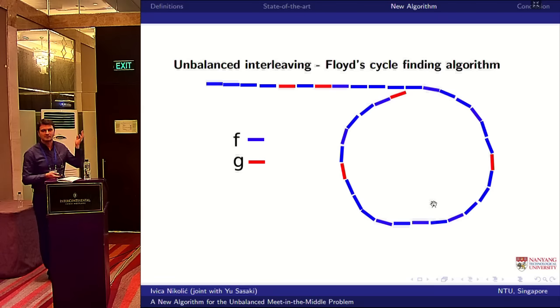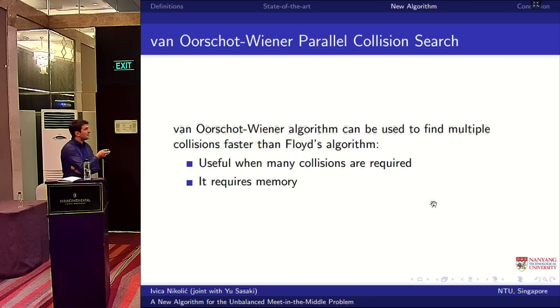And the second idea, and this is the more advanced idea, is instead of finding collisions with the Floyd cycle finding algorithm, we're going to use the van Oorschot-Wiener algorithm to find a collision. So this is a very famous and very frequently used algorithm whenever you want to find multiple collisions. If you're looking for a single one, you always run Floyd. If you want multiple, you always switch to van Oorschot-Wiener parallel collision search, or as I like to call it, multiple collision search. However, unlike Floyd's algorithm, this algorithm requires memory. So let's take a look at how it works.